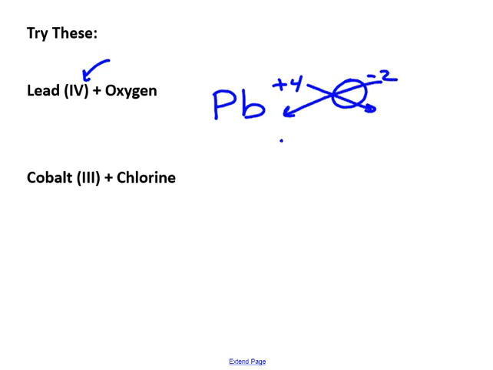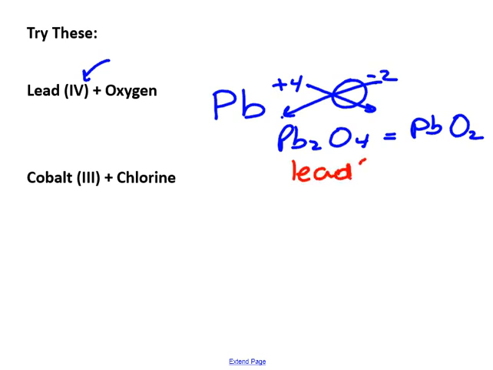When we crisscross, we get Pb2O4. This 4 comes after the oxygen, and the 2 now goes after the lead. We have to reduce this, PbO2. What would be the name for PbO2? Well, this was formed from lead, whose charge was 4, so lead 4, and oxygen becomes oxide, lead 4 oxide. Lead comes with a Roman numeral because it has more than one possible charge. What about cobalt-3 with chlorine?